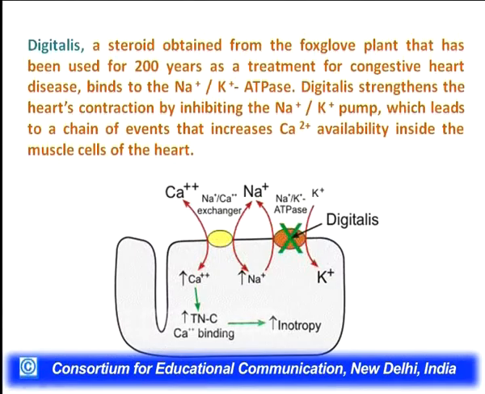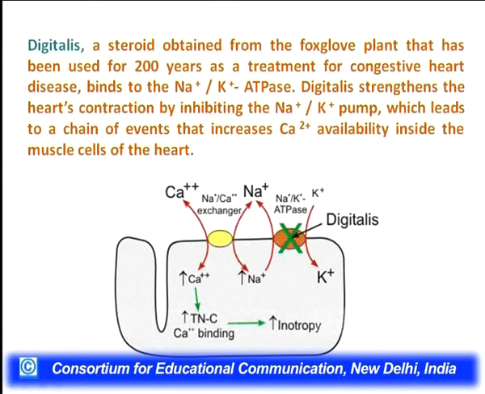There are important steroids or drugs which produce their effect by binding to or nullifying the effect of these sodium potassium ATPases. So you can see an important steroid obtained from the foxglove plant is called digitalis, and it has been used for 200 years as a treatment for congestive heart disease. What it does is it binds to the sodium potassium ATPase.